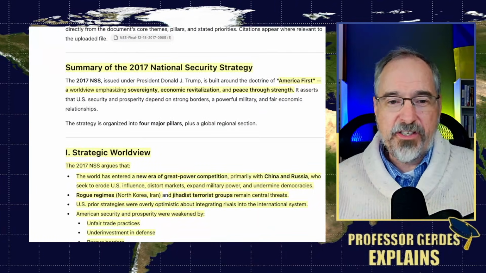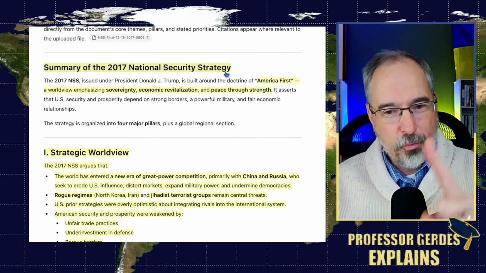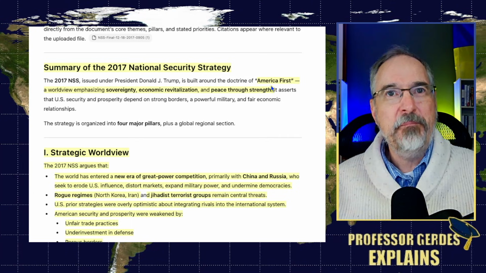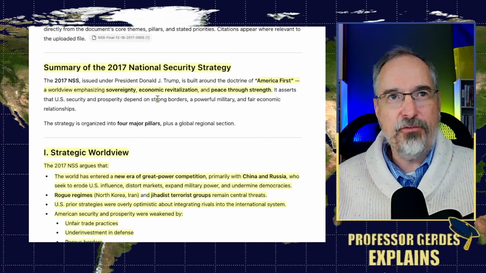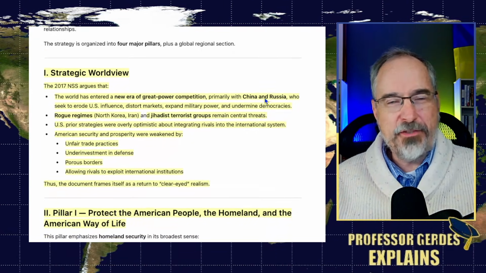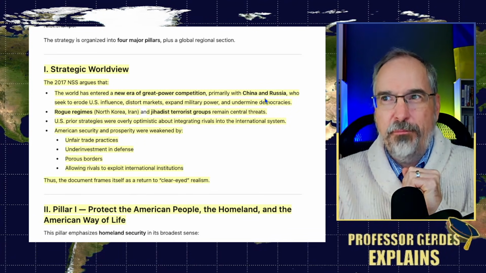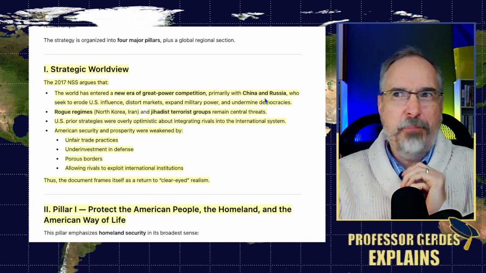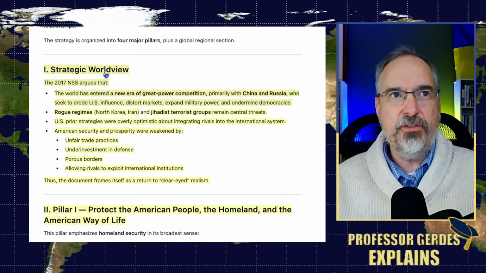Now, let's look at a summary of the 2017 national security strategy under Trump 1.0, because it's very different. Yes, he talked about America First, and there was a worldview of emphasizing sovereignty and economic revitalization and peace through strength. But it's really still very much somewhere between George W. Bush and Obama and Biden. It's really different than what we see just now.